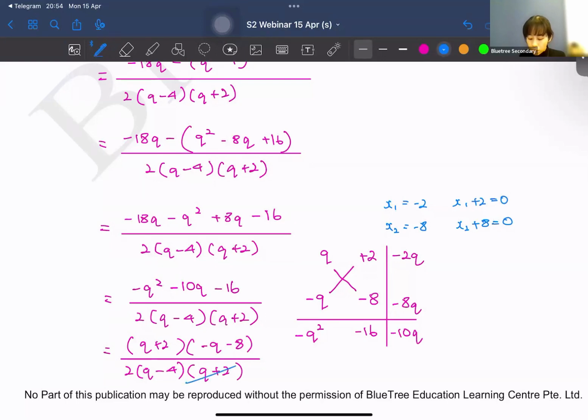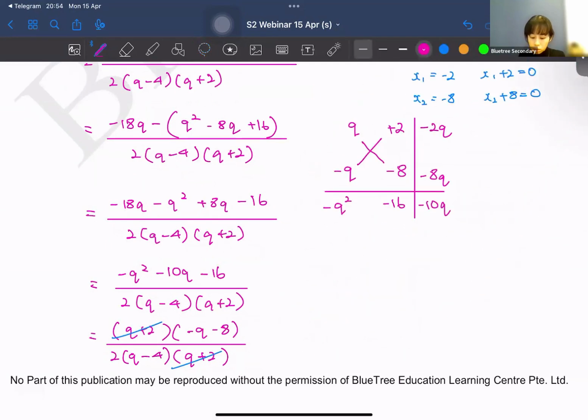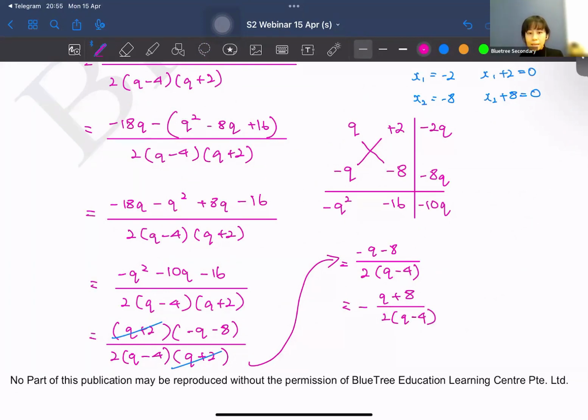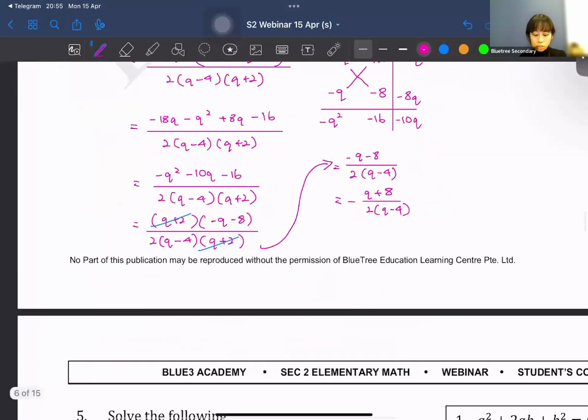From here, you can cancel out that repeated factor on top and below, to arrive at a final answer of (-q - 8) over 2 times (q - 4). Some of you gave me the answer as (-q + 8) over 2 times (q - 4). That also can, they mean the exact same thing. Okay, I'm going to move on to the next question.